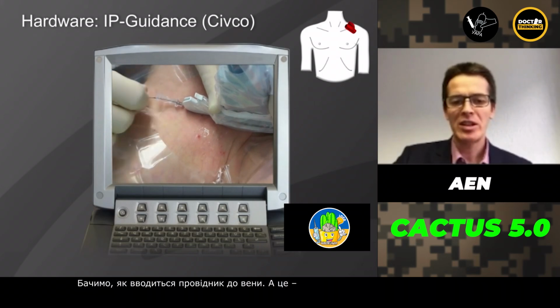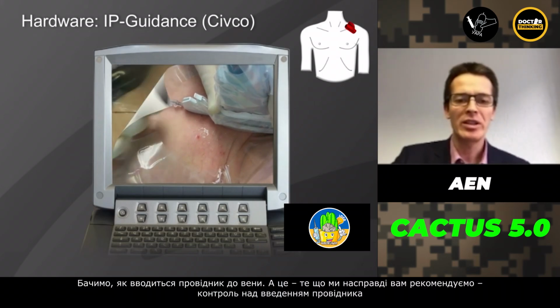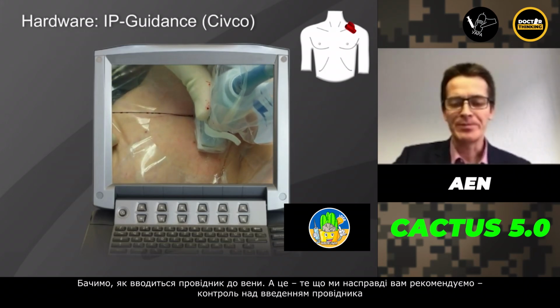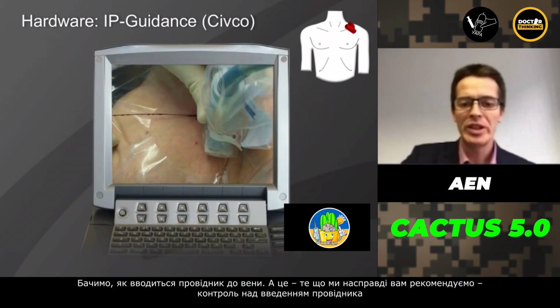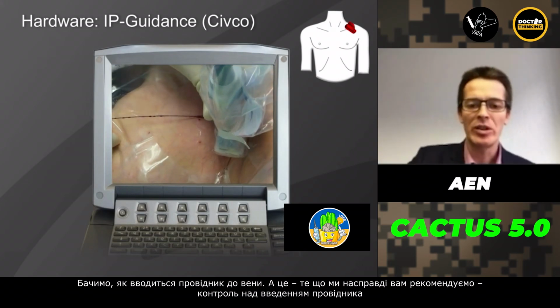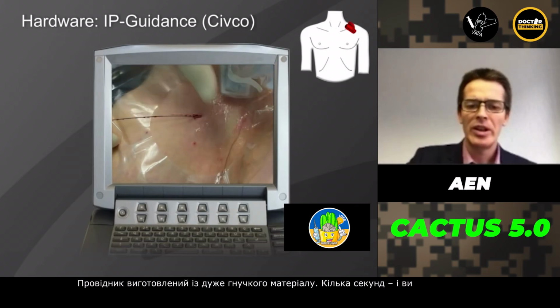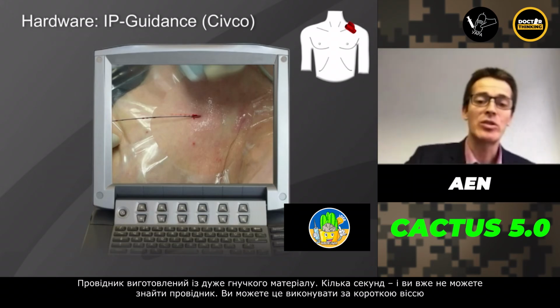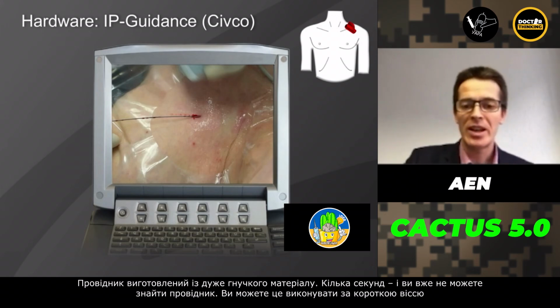And here you see the technique how to pre-position the guide wire and very cautiously insert it into the vessel. And this is something we would really recommend you to do. This is a guide wire control. Because of the material of the guide wire, we have very good reflections. It really takes only a few seconds, and then you are certain where the guide wire is. You can do this in short axis as just shown, and also you can rotate the probe and see it in long axis.